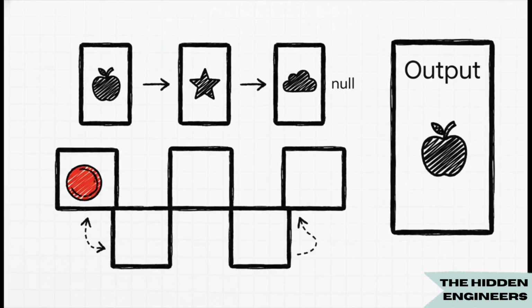And finally, printing the list. We create a temp variable pointing to the head. We loop as long as temp isn't None, and in each step of the loop, we print the data, and then we move forward. temp = temp.next. It's that same hopscotch logic we saw in C++.